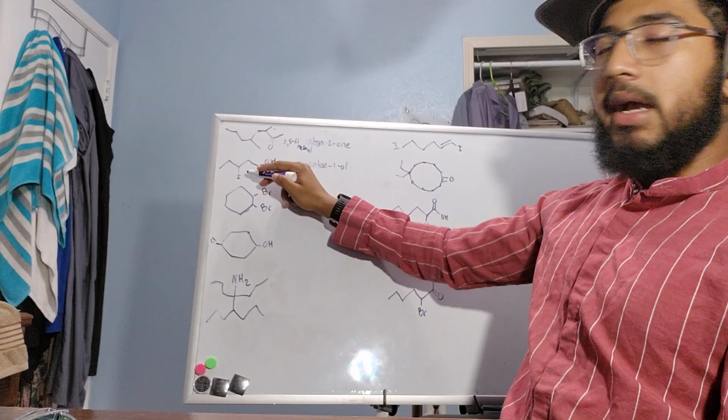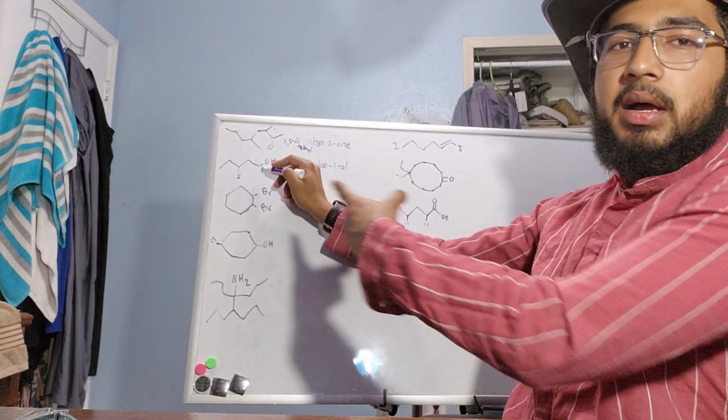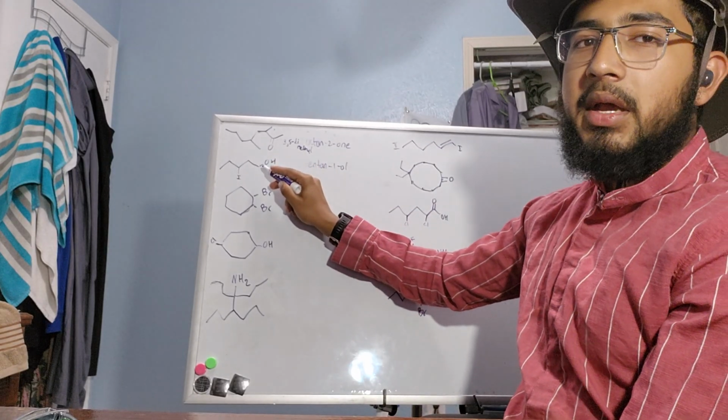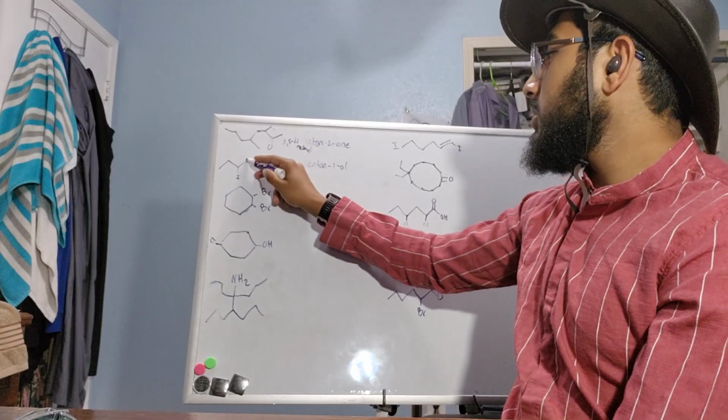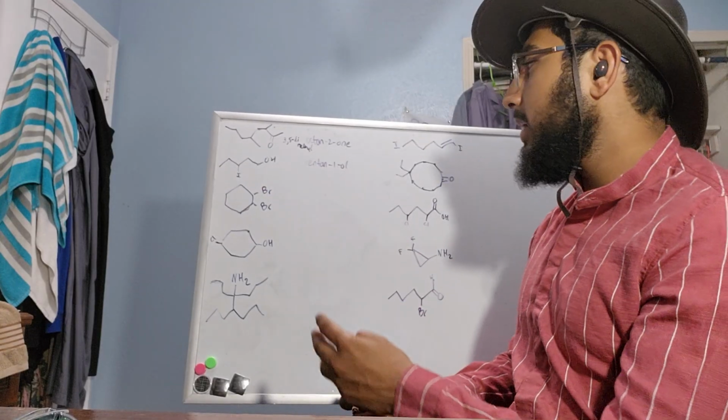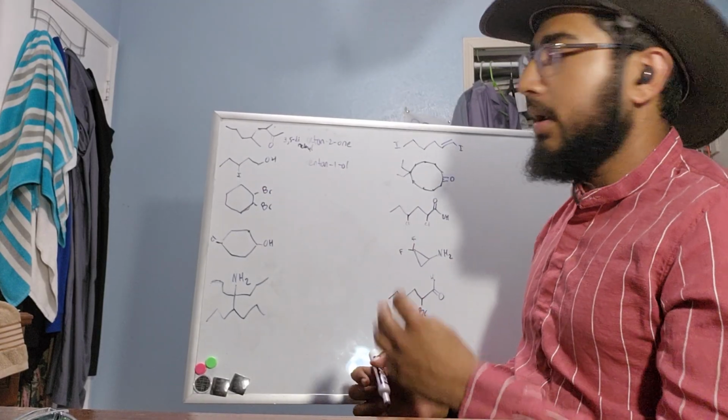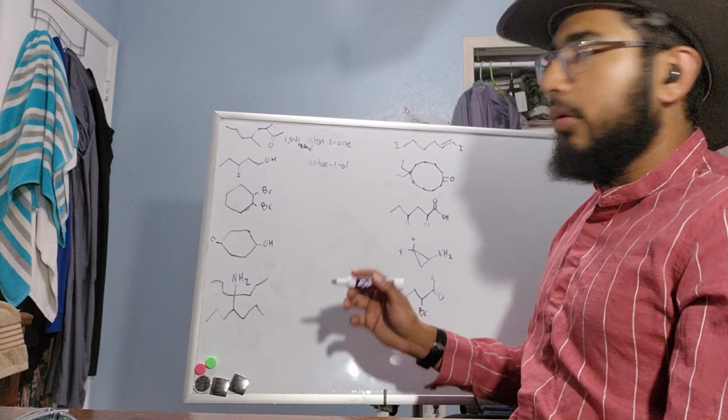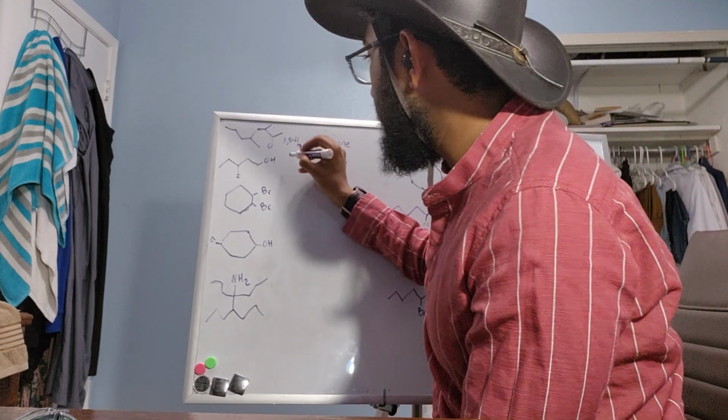But let's not forget about the iodine here. If you start from here, because the alcohol has higher priority, you want to start from one here. 1, 2, 3. So the iodine is on the third carbon. So it's going to be 3-iodo pentan-1-ol.